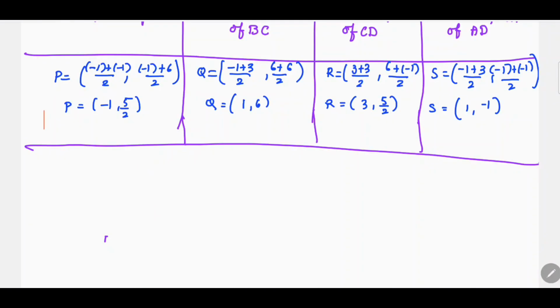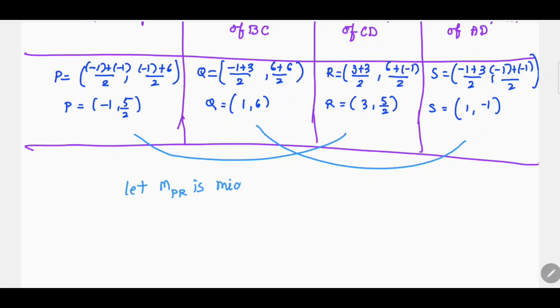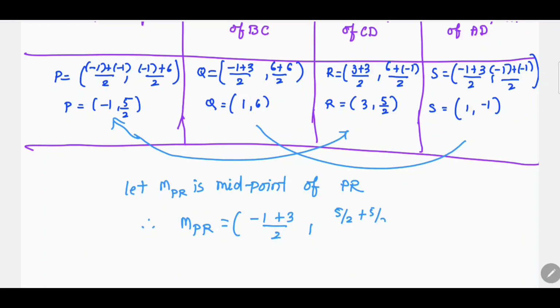For the midpoints of ABCD, now we have to check that the midpoint of PR and the midpoint of QS should come equal. So let MPR be the midpoint of PR. Now I will focus on the coordinates of P and R. So (-1 + 3)/2, (5/2 + 5/2)/2. So my answer comes (1, 5/2).